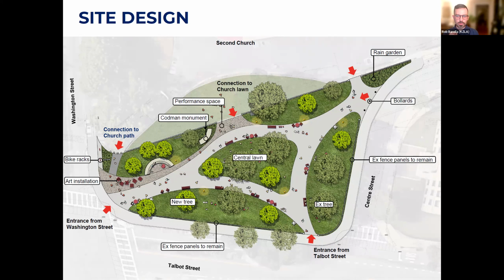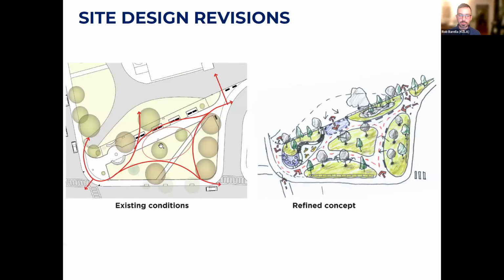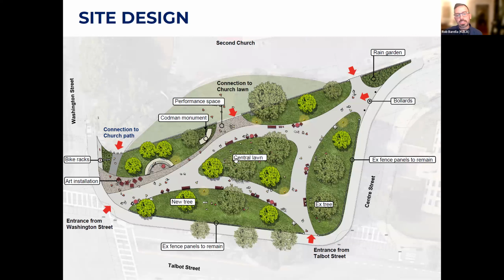I'll start with walking through this plan, and then we'll get into all the different renderings. The first thing that I would start with is just thinking about the general circulation. And this ties back into the previous slide with some of these desire lines and these arrows that Kyle had mentioned.